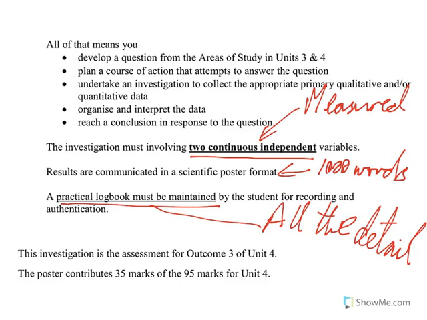All right, so the other thing you need to know is the assessment for Outcome 3 of Unit 4, and everyone wants to know how much of our internal mark it is. So it's 35 of the 95 internal marks for the semester, what am I talking about? Unit 4.